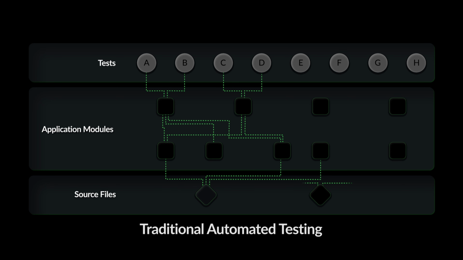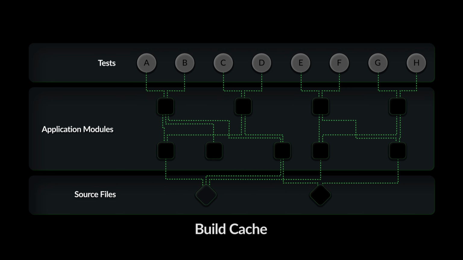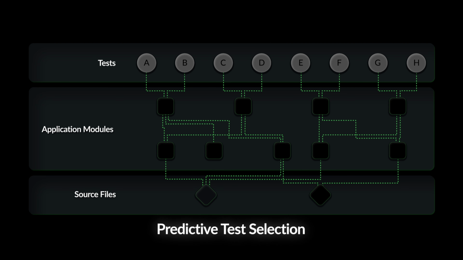A traditional automated testing approach will run all the tests for a build every time. If you're a user of Gradle Build Tool or Maven, then you can use cached test results and skip tests where the inputs haven't changed. Predictive Test Selection takes this even further.